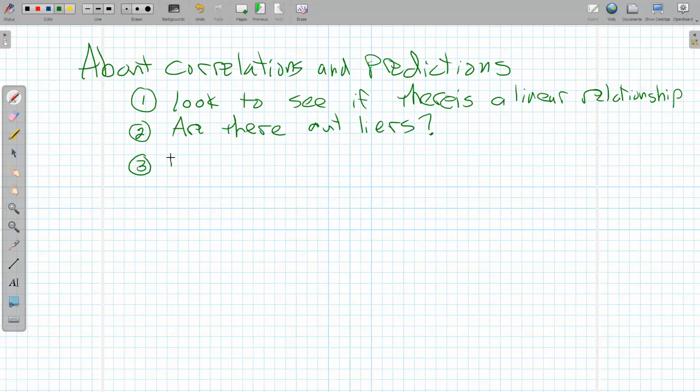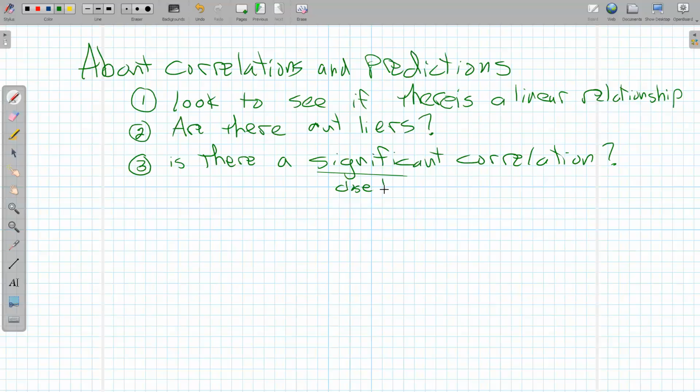3, is there a significant correlation? And significant is undefined at the moment. We're just going to use significant as close to 1 or -1. Now, some other considerations. So we've talked about these last time and this time. Those are the main 3 things you think about when you're making a linear model. So some other important things.